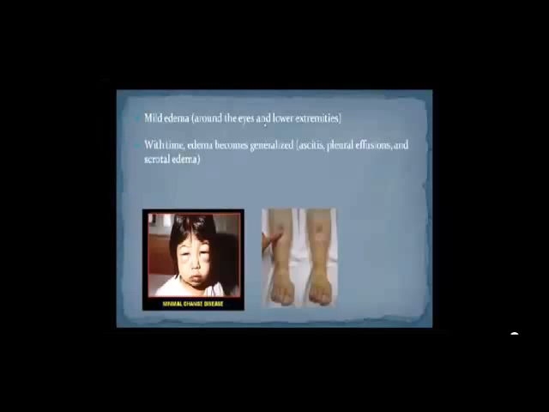Edema around the eyes and lower extremities. As you can see in this picture, there is a periorbital edema, and also here is the lower extremities edema. With time, edema becomes generalized. Ascites, pleural effusion, and scrotal edema can happen. Abdominal pain, diarrhea, and irritability are also common in nephrotic syndrome.